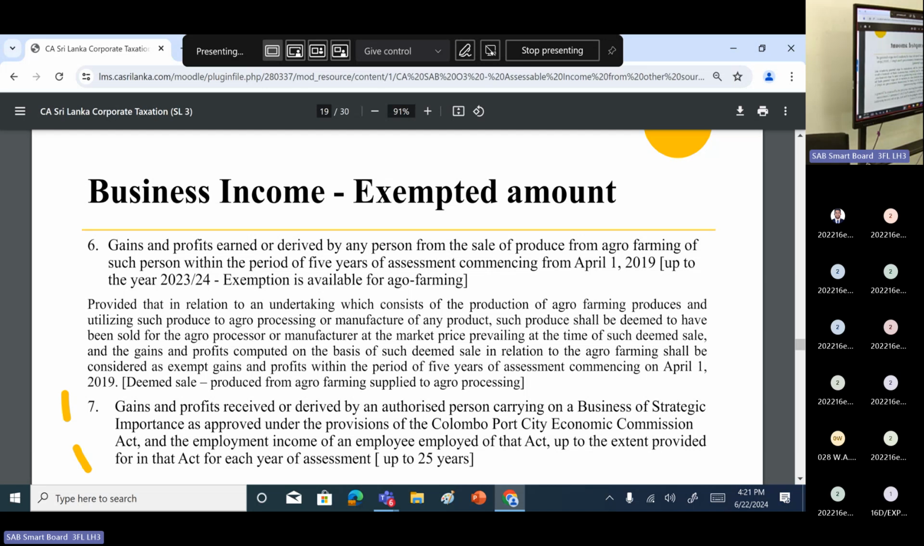When we are recognizing the notion of sale, we have to recognize two parts, two divisions. One is agro farming, the other is agro processing. We have to recognize a deemed sale from agro farming to agro processing. So profit earned by the agro farming is exempt. Profit earned by the agro processing is liable for tax. Therefore we have to recognize the deemed sales utilizing the market value on the date of sale.